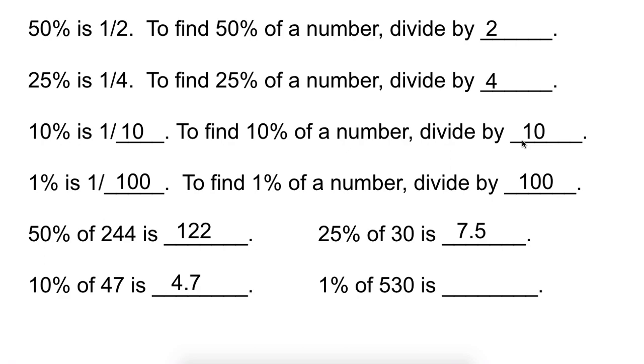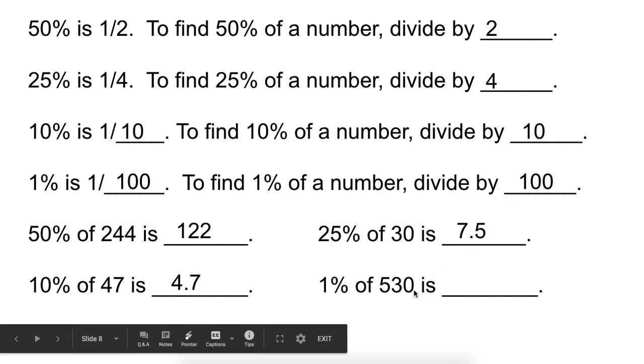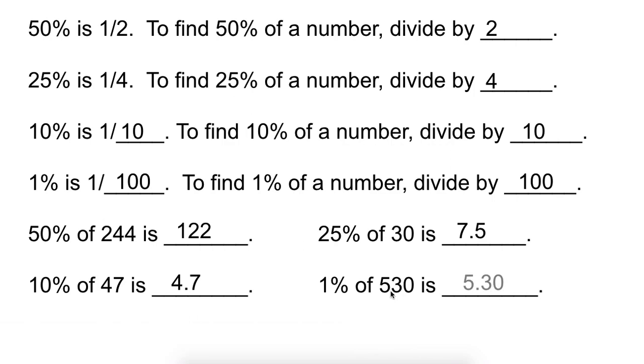Okay, and the last one, we want to find out what 1% of 530 is. So in order to do that, we need to divide it by 100. And when we divide it by 100, it moves the decimal over 2 places. There are no decimals in these. We just need to remember if there's no decimal, it's at the end of the number, and we just don't write it. It's going to move that decimal over 2 places, and we're going to end up at 5 and 3/10, or 5.3, whichever way you look at it. And that is our answer for this one.